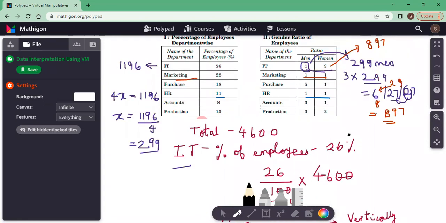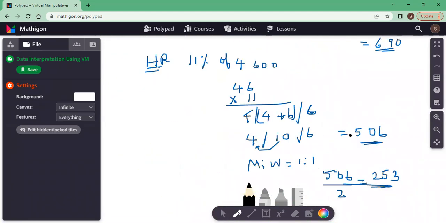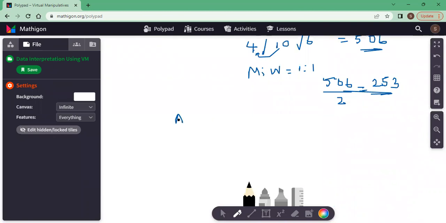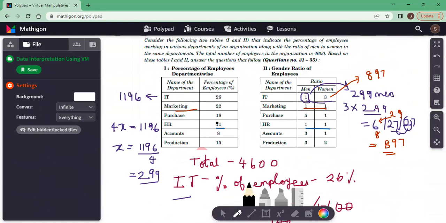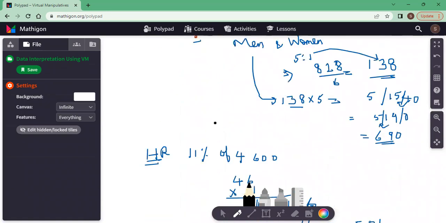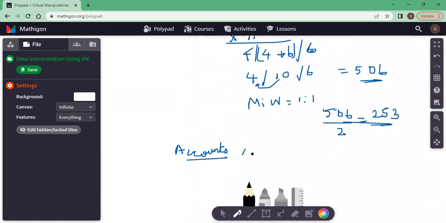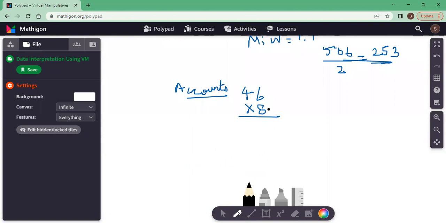Now the accounts department. Now in the accounts department, how to find out the total number of employees working? So you just multiply 46 by 8. That's all. Multiply 46 by 8. So we know to do it using the dodging table method. So 8 sixes are 48, 8 fours are 32.